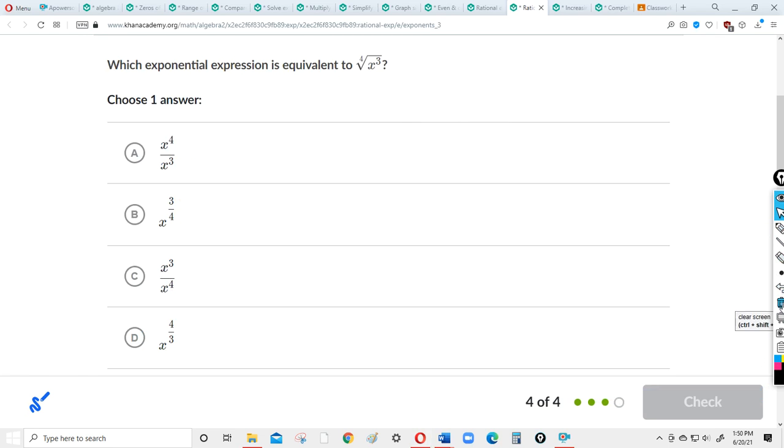Alright, last one. We have our variable x. The exponent is the numerator, so that's 3. The root is the denominator, that's 4. x to the 3/4.